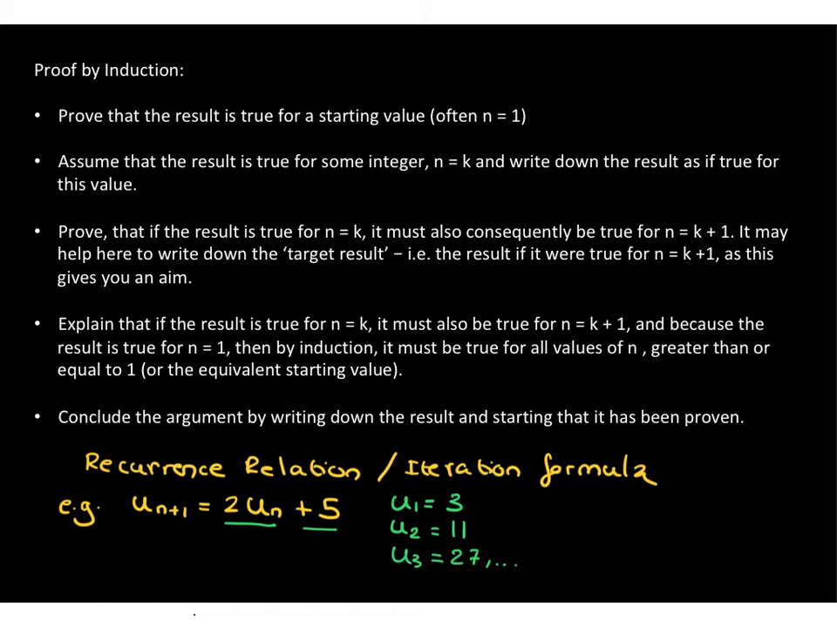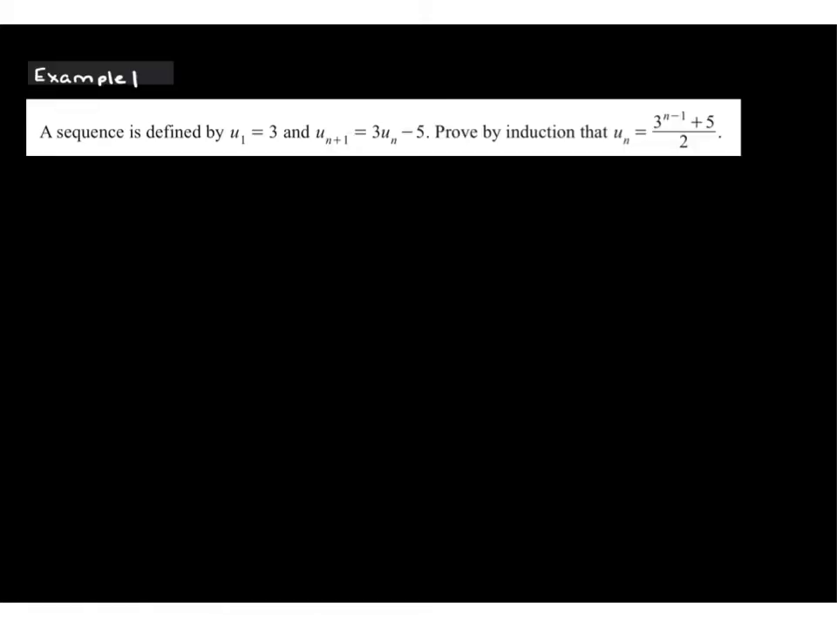Now, the purpose of today's lesson is to look at proving what the nth term is using the information given in the recurrence relation. So have a look at the next 3 examples which illustrate this process. So in this recurrence relation that we're given, u1 is equal to 3, u2 is then equal to 3 multiplied by u1 take away 5, which comes to 4, and u3 is equal to 3 multiplied by u2 take away 5, which is 7. So a sequence is defined by this recurrence relation here, and we then have to prove that the nth term can be defined by this general formula here.